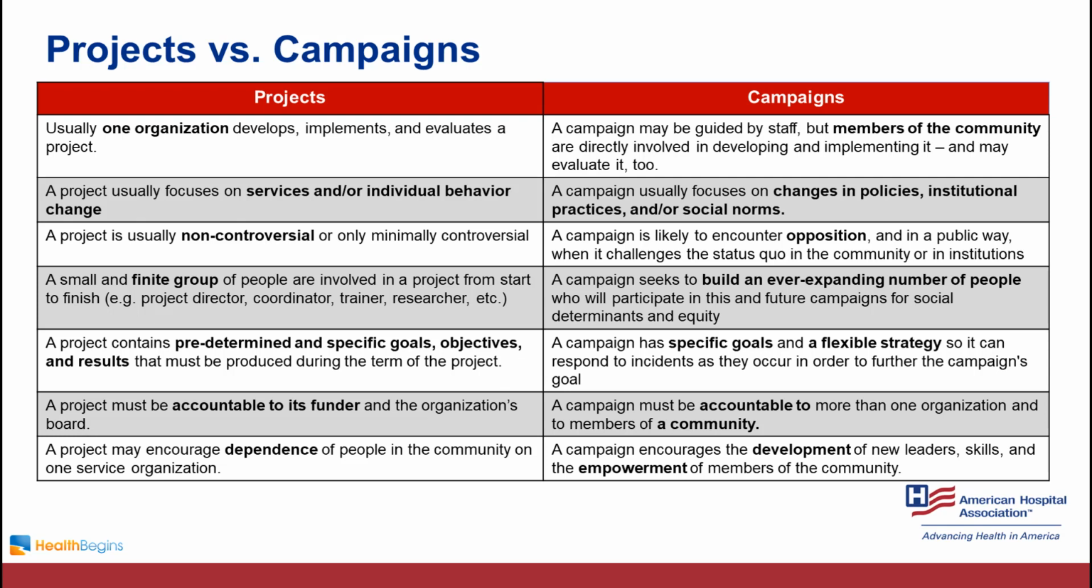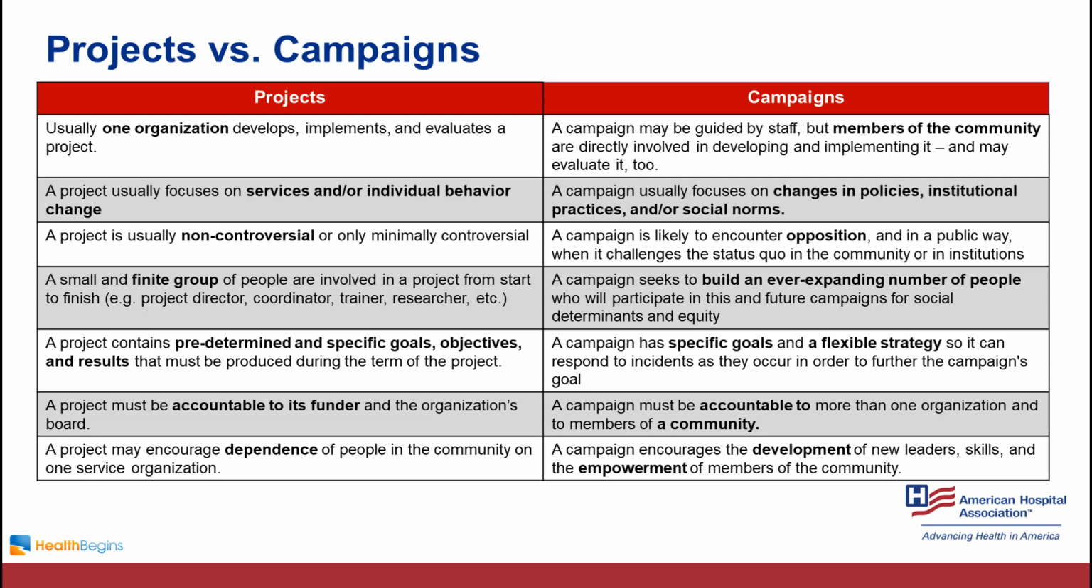project. For example, a project might involve one organization, whereas a campaign may be guided by staff from an organization, but also include members of the community who are directly involved in developing and implementing it, and may also help to evaluate it too. A project will usually focus on a service or an individual behavior change, whereas a campaign might focus on changes in policies or institutional practices or social norms. And because of that, a project is usually non-controversial or only minimally controversial, whereas a campaign, because we're getting into changing social norms, is likely to encounter opposition and potentially in a public way when it challenges the status quo in communities or in the institutions.